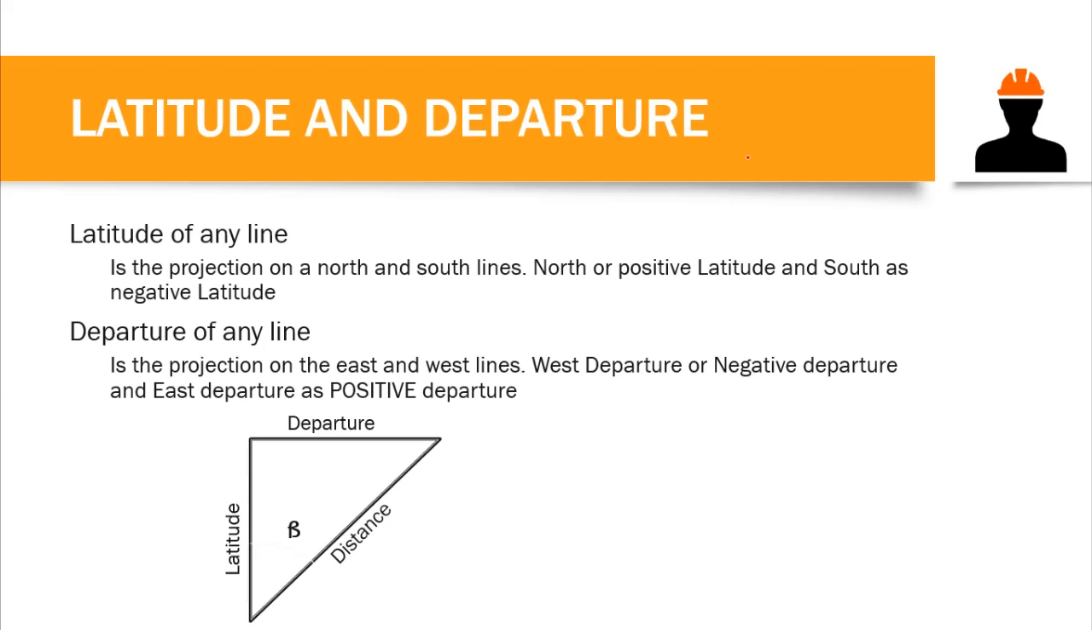So we have the latitude and the departure. Now, latitude is either the north or the south projection of our traverse. And the departure is either the east or the west projection of our traverse. For example, if we have this closed traverse, let's say this is point A, point B, point C, and point D. Now, line AB has a north projection, and that projection is what we call the latitude. And it also has an east projection, and that projection is called the departure.